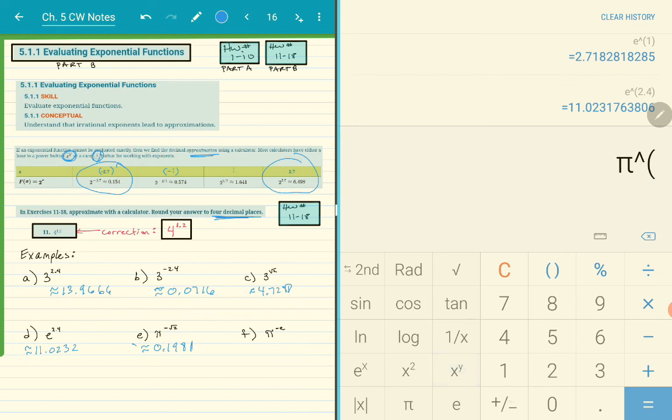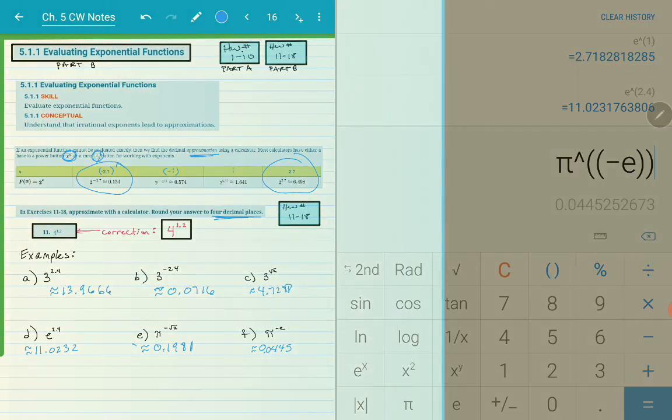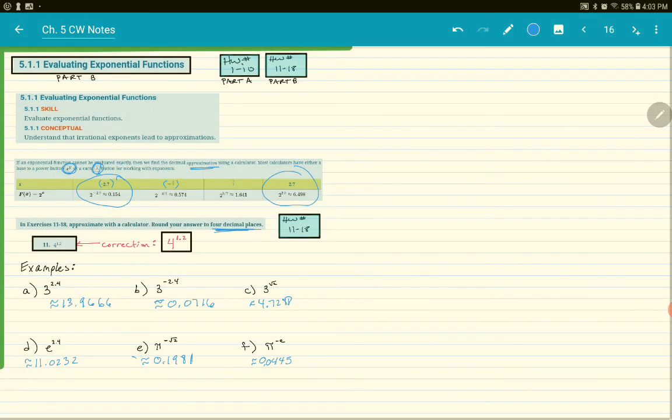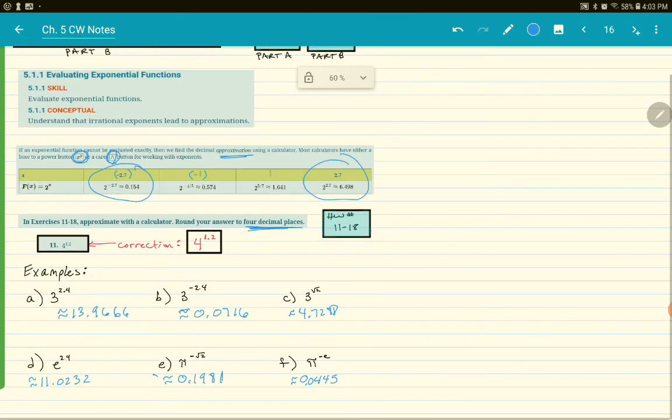of negative e. And again, if your calculator doesn't have e with no exponent, you can just always do e to the power of 1. And there are those 6 answers that correspond to examples for 11 through 18.